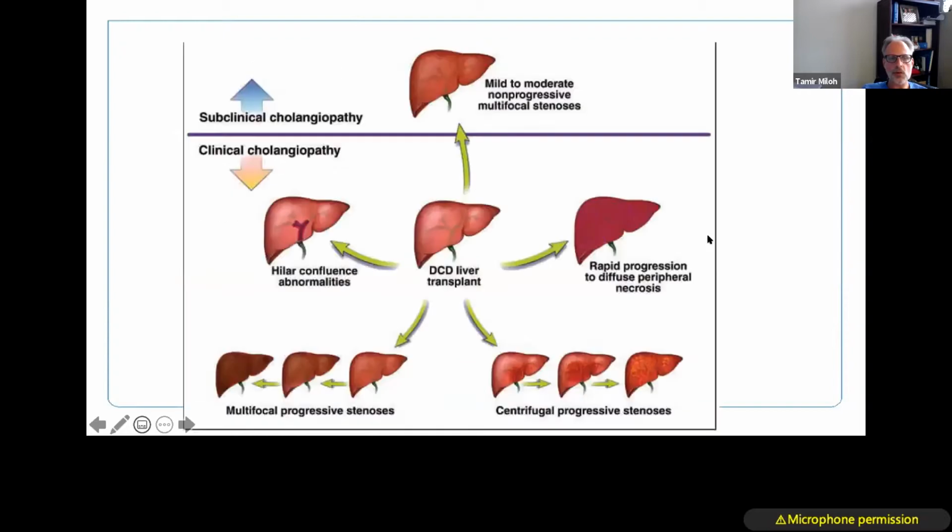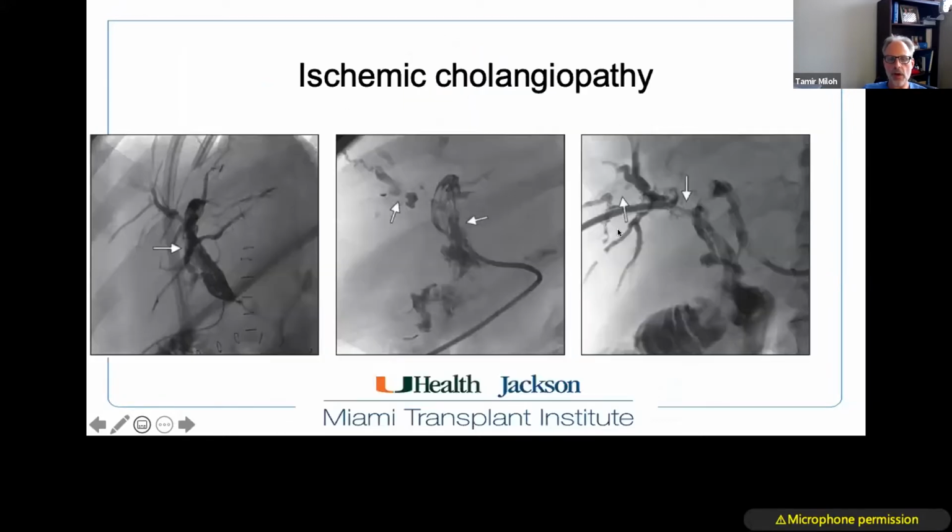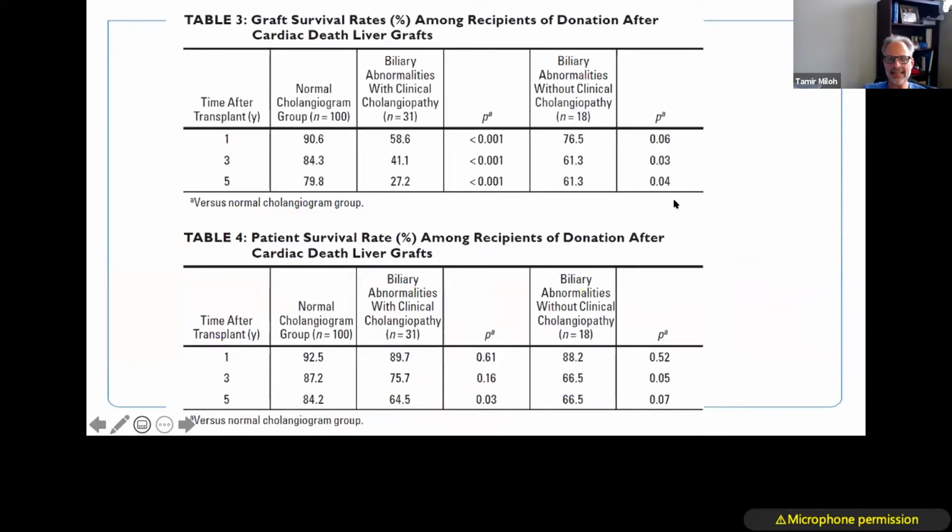We're going to see a few slides here. For time's sake, I will be a little quicker. There is a big spectrum of different biliary disease that can develop after DCDs, starting from mild to moderate cholangiopathy up until very rapid progression of it. And this is where you can see through PTC the dreaded biliary strictures and complications that could be either at the anastomotic site, non-anastomotic, central or diffuse.